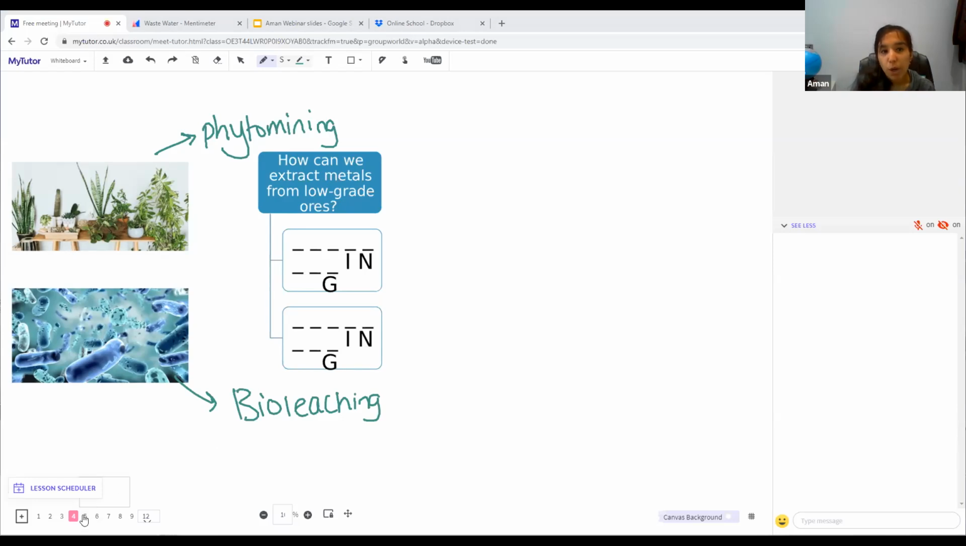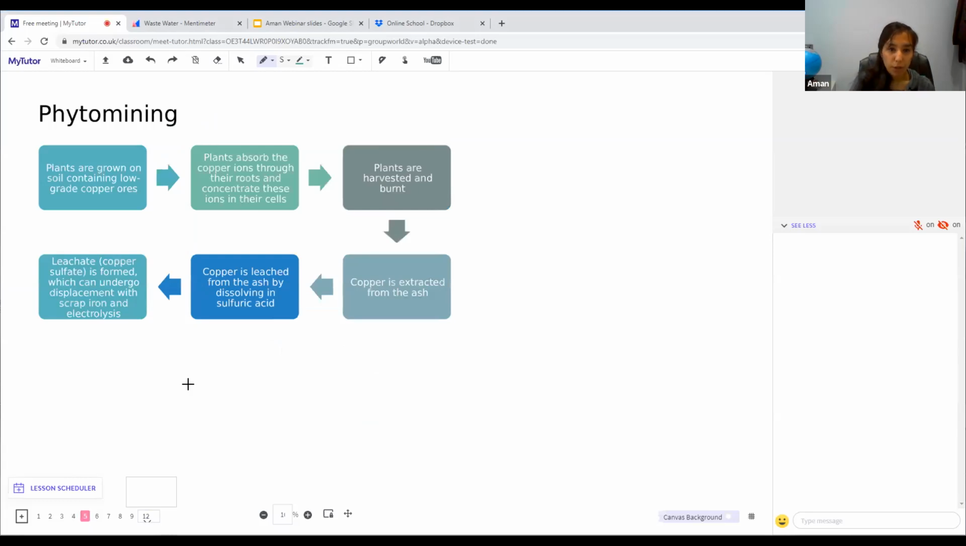So let's first of all look at phytomining, which is using plants. This is the process of phytomining on the screen now, and we'll go through it. Plants are first of all grown on soil that contains low-grade copper ores. That means they'll be grown on rocks that have a low percentage of copper in them. And if you're doing biology, you'll know that plants absorb ions through their roots. So into the soil their roots go, and they will absorb ions through their roots.